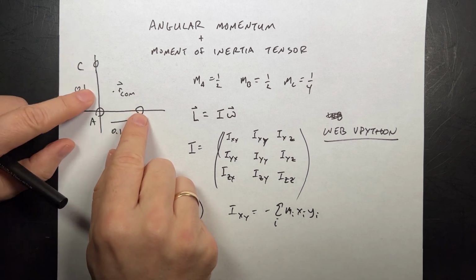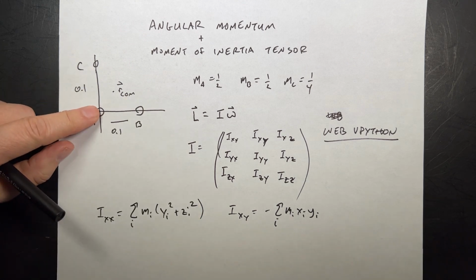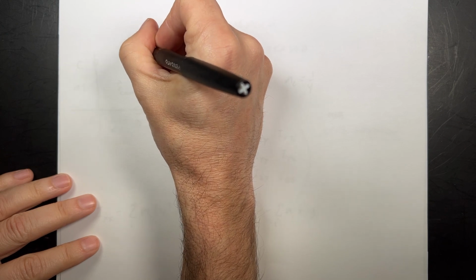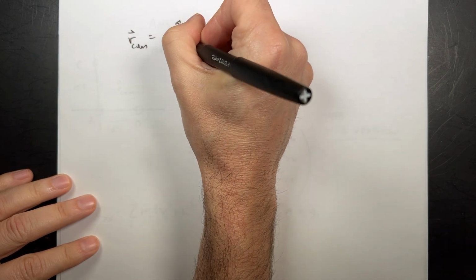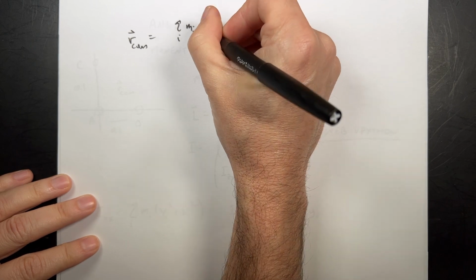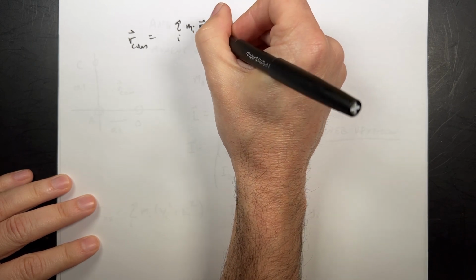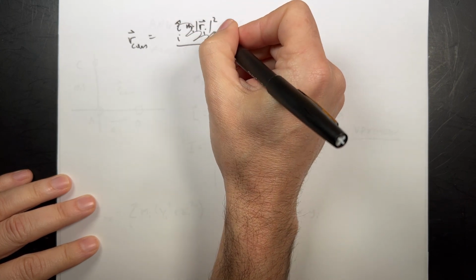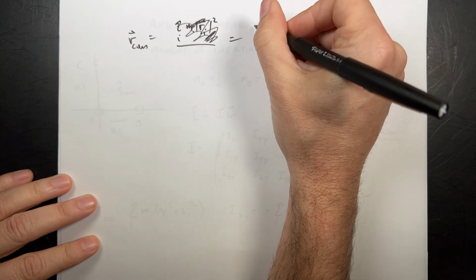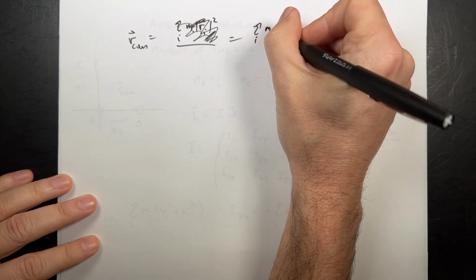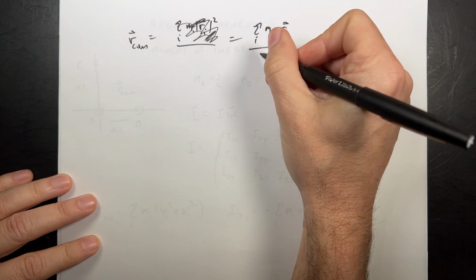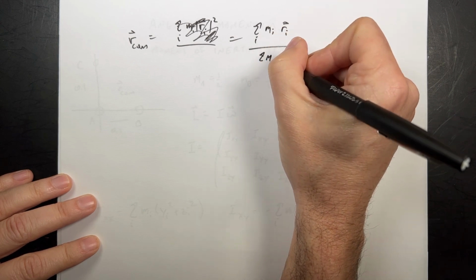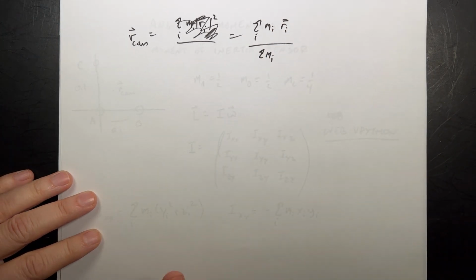So I've already made a program with these 3 masses, and the first thing I want to do is calculate the center of mass. We can define the center of mass, r_com, as the sum over i of m_i r_i, over the sum over i of m_i. That's it. Okay, so we're going to do that first.